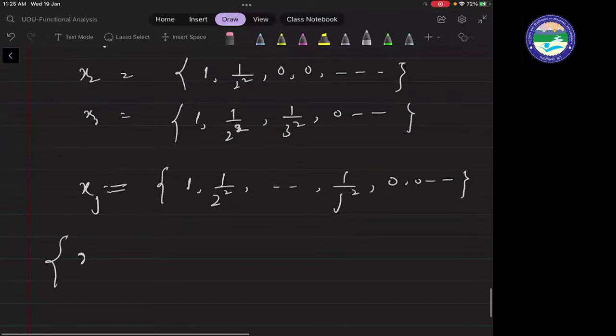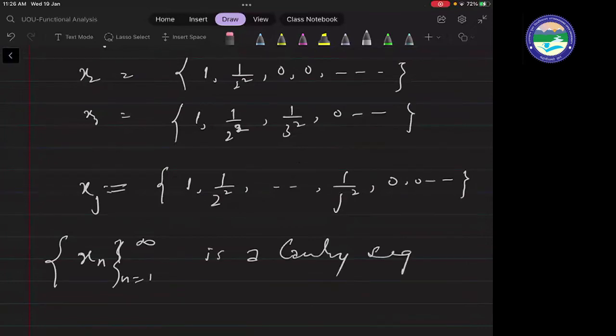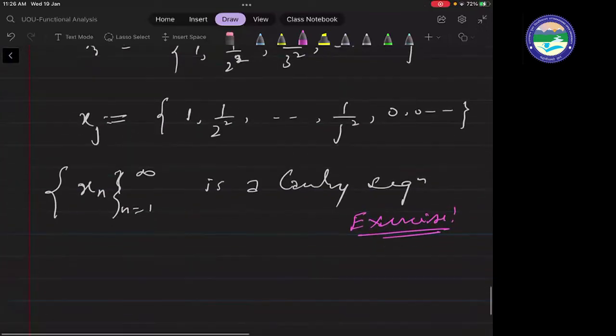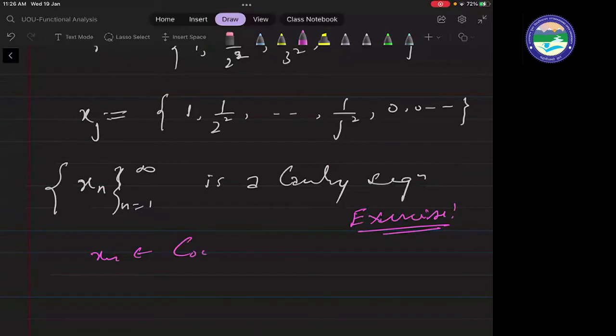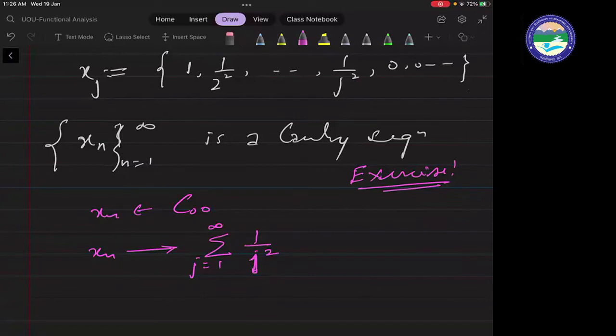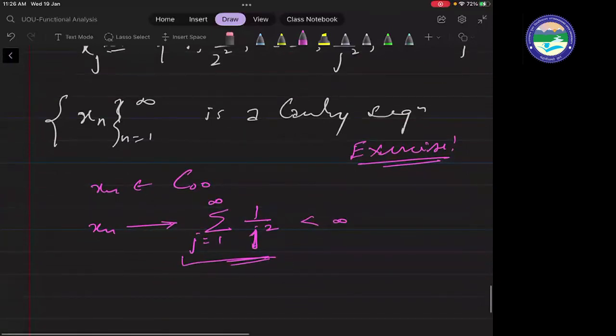Clearly, this sequence x_n, n going from 1 to infinity, is a Cauchy sequence. This is an exercise: prove that this is a Cauchy sequence. And clearly all x_n are in c_00. This sequence converges to the series 1 upon j square, j running from 1 to infinity, which is clearly finite.